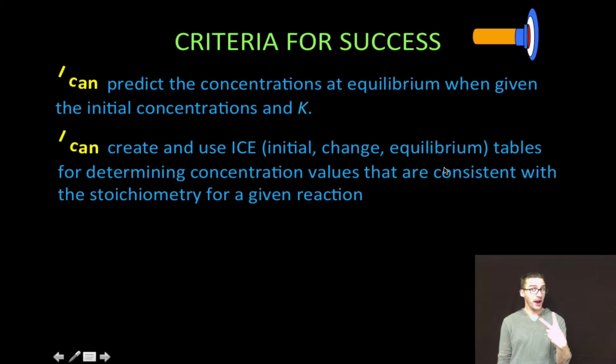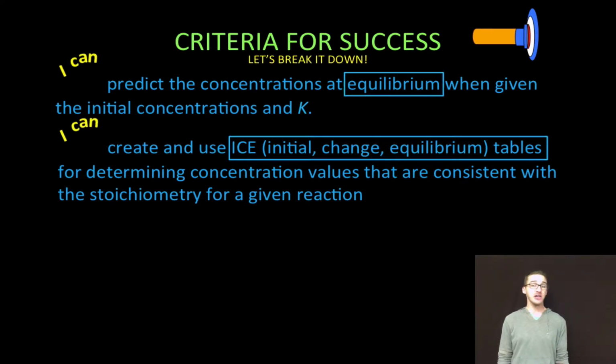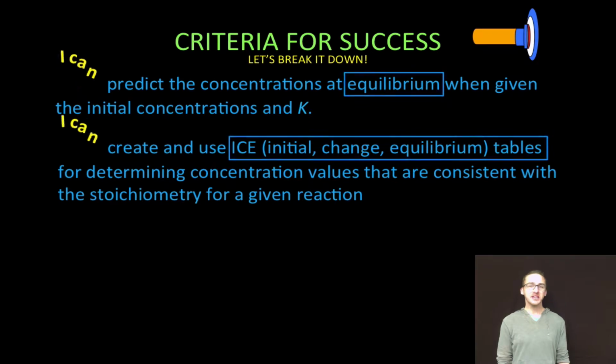So, two things. One, we are going to predict the concentrations at equilibrium when given the initial concentrations and our equilibrium constant K. Two, we are going to create and use ice, baby, tables for determining concentration values that are consistent with the stoichiometry for a given reaction.